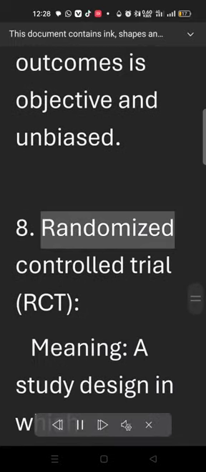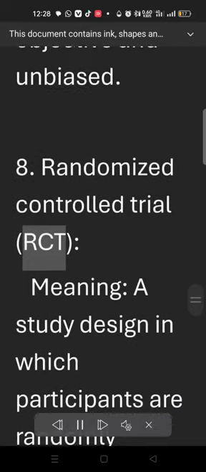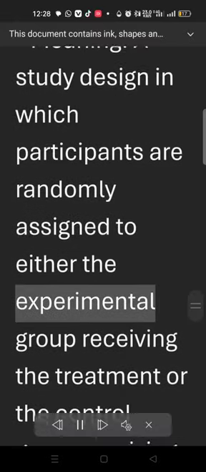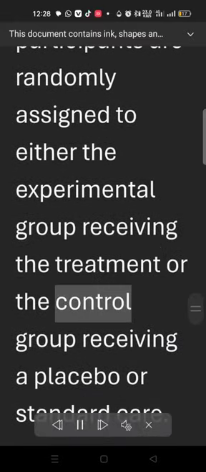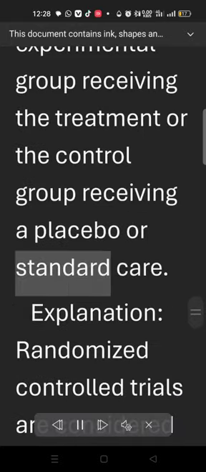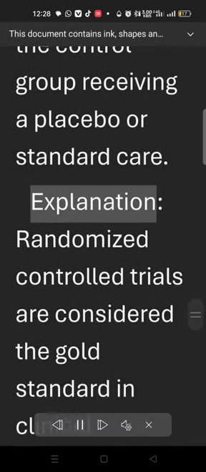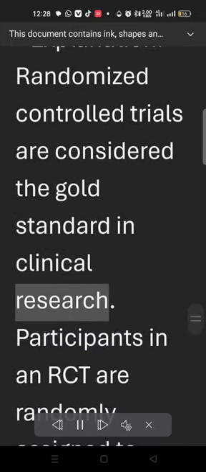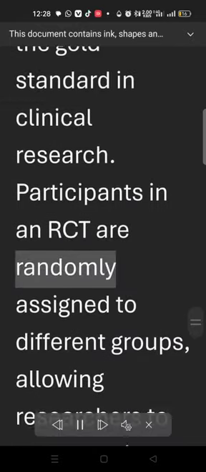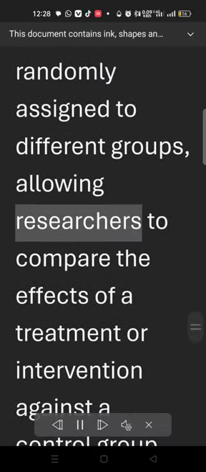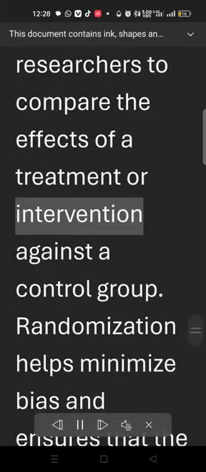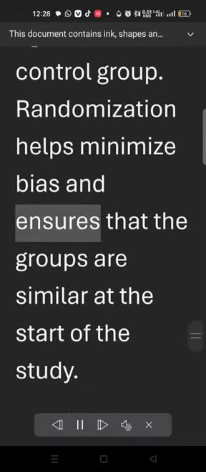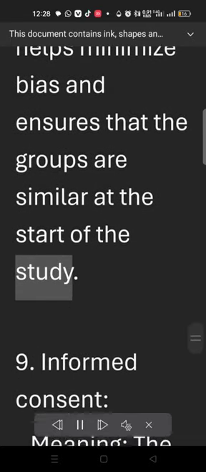8. Randomized Controlled Trial, RCT. Meaning: a study design in which participants are randomly assigned to either the experimental group receiving the treatment or the control group receiving a placebo or standard care. Explanation: randomized controlled trials are considered the gold standard in clinical research. Participants in an RCT are randomly assigned to different groups, allowing researchers to compare the effects of a treatment or intervention against a control group. Randomization helps minimize bias and ensures that the groups are similar at the start of the study.